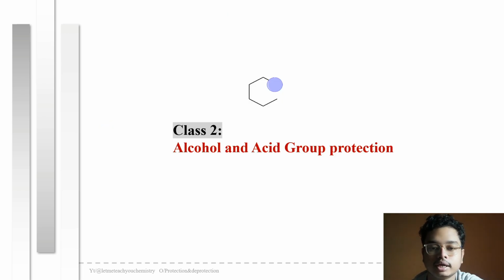So with this, we come to the end of this lecture. In this lecture, we learned the importance of protecting groups in organic synthesis, and we learned about amine protection in detail. In the next class we will discuss alcohol and acid group protection. So thank you for listening.